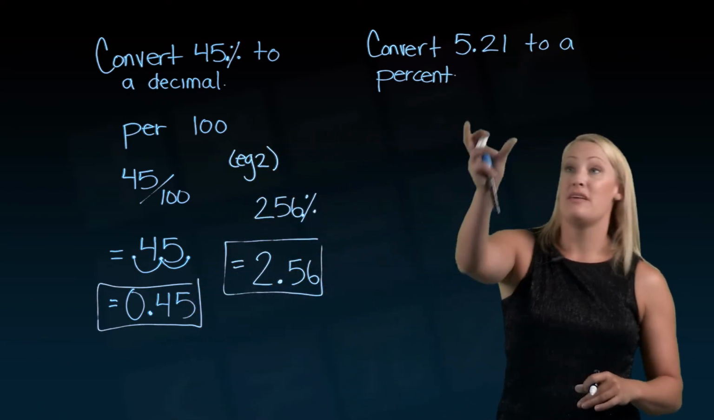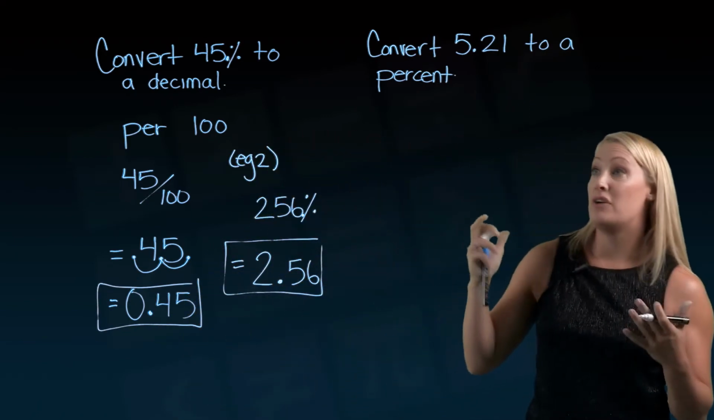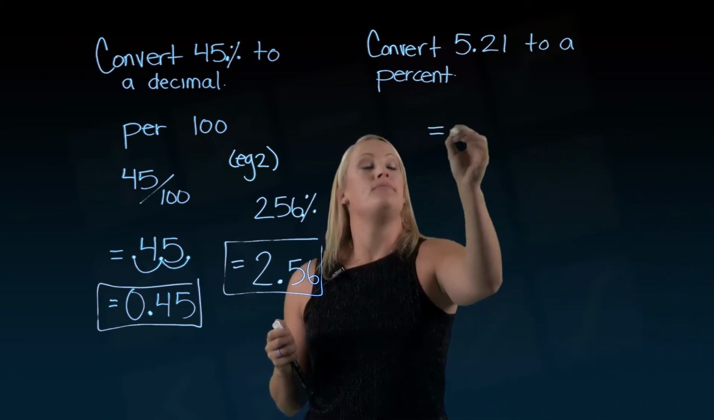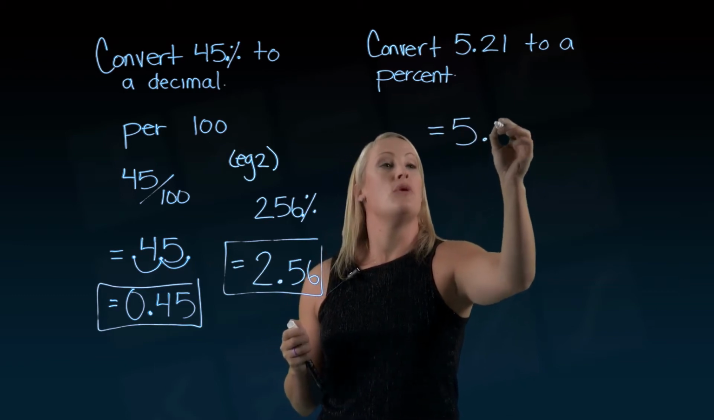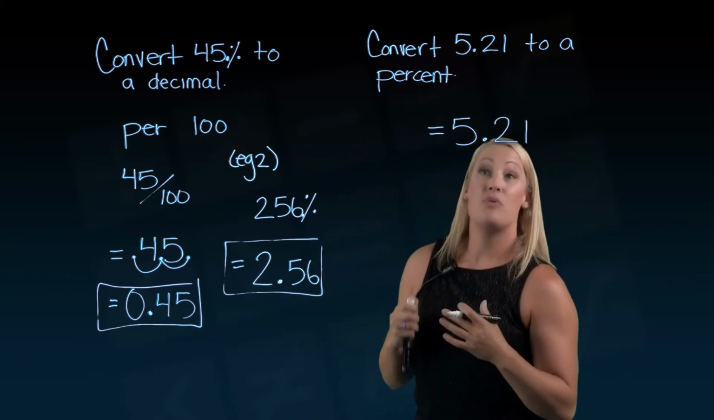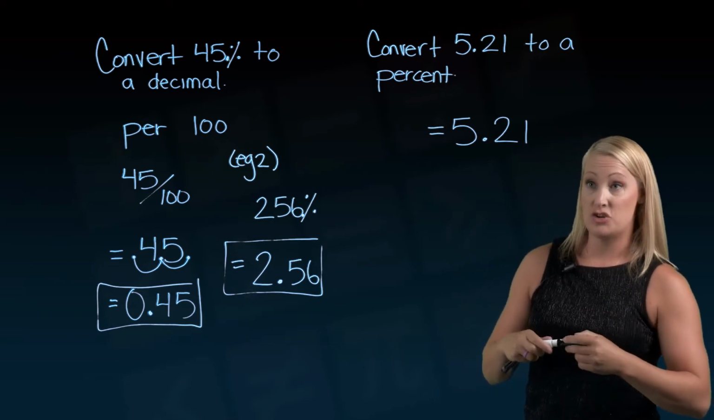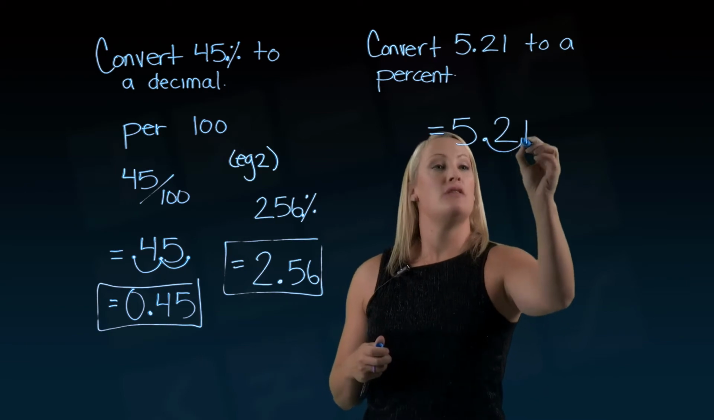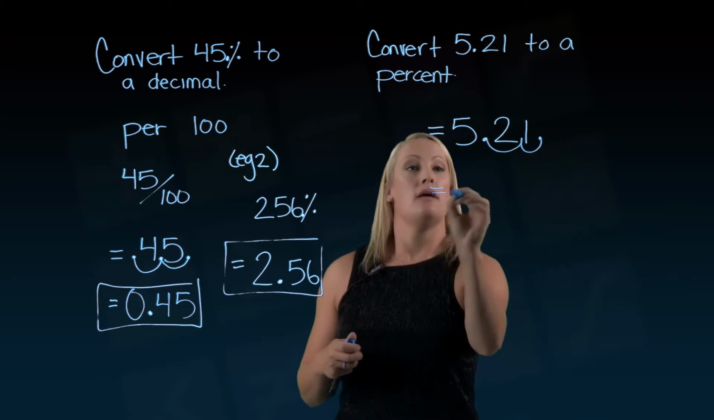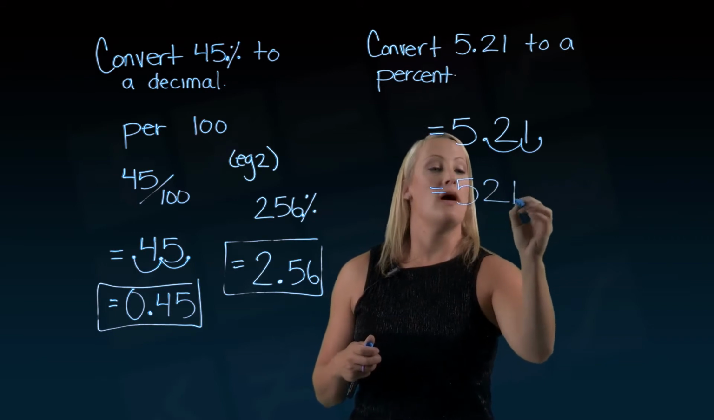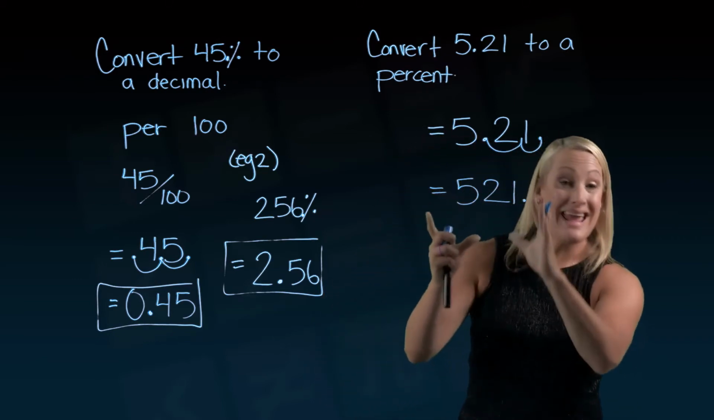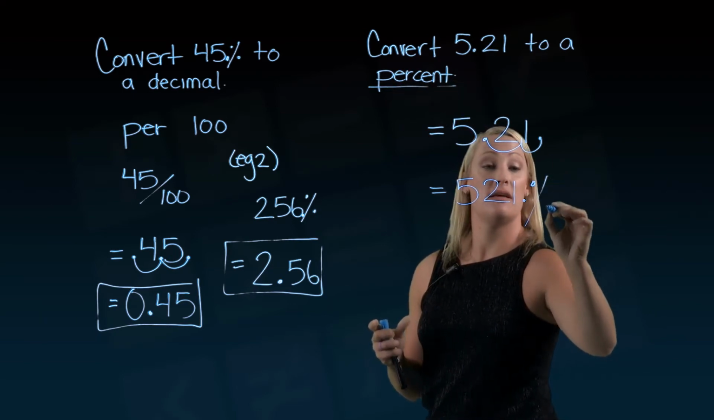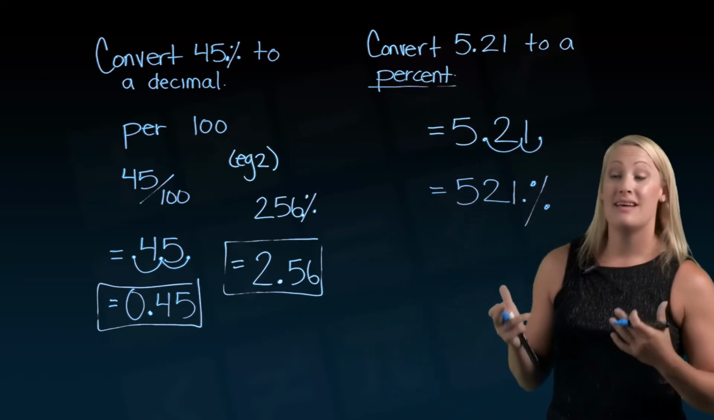And the nice thing about this is if I've got a decimal and I want to convert it back to a percent, it's just moving the decimal the other way. So I've got 5.21. Now 5.21, I want to write that as a percentage. Instead of moving the decimal to the left, I'm going to move it to the right, 2. So 521. But I can't leave it like that. If I want to convert it into a percent, I need to make sure that I write the percentage sign at the end to make it correct.